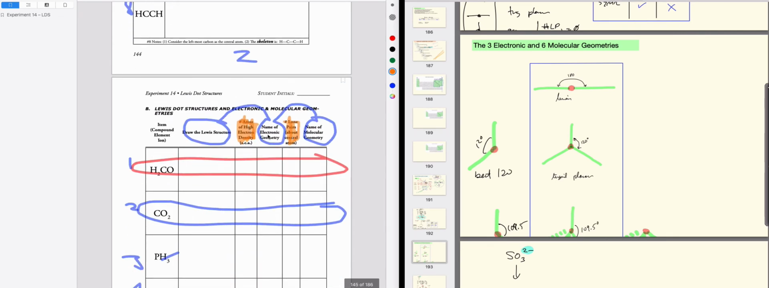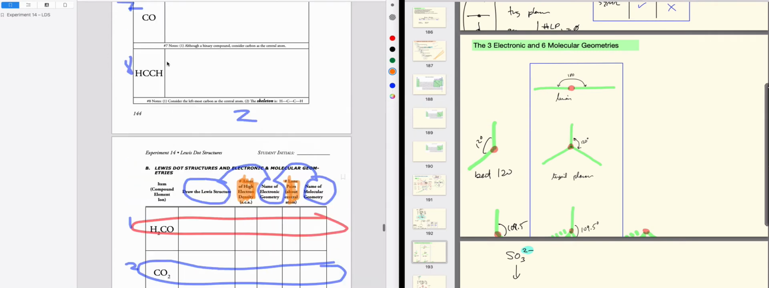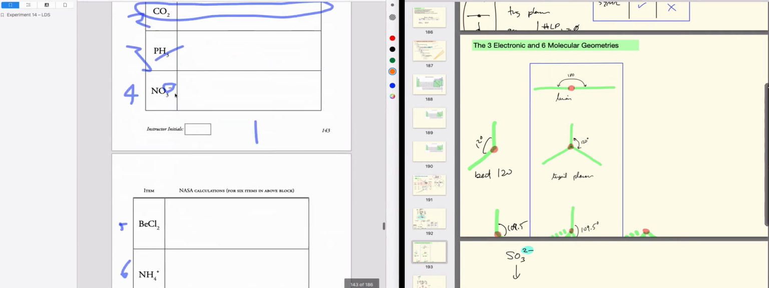So, electronic geometry, what is that? Okay, that's just looking at the bonds. Remember, electrons make bonds. It's just looking at the bonds that make up this molecule. It's ignoring what's on the outside edge of it. It doesn't care about what's on the outside edge. Okay, so right now, let's just go ahead and do nitrate ion.